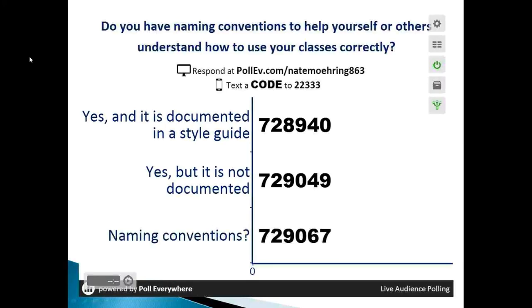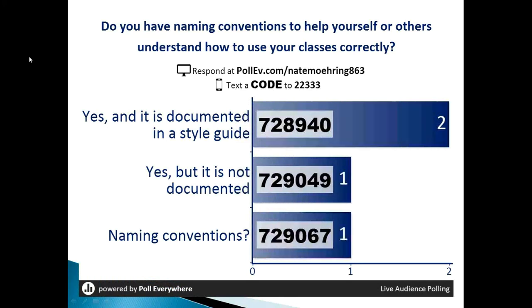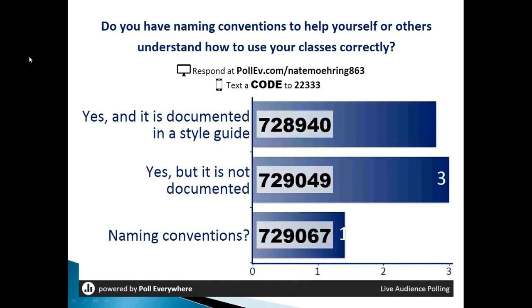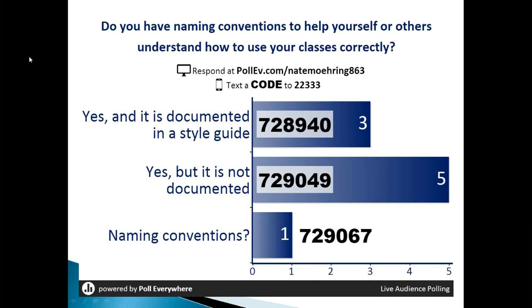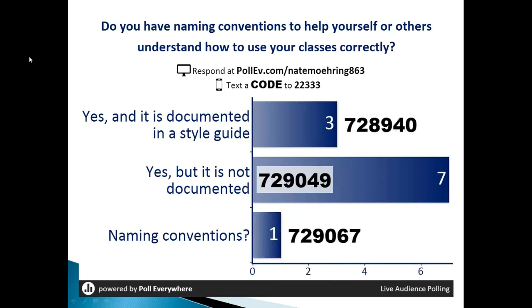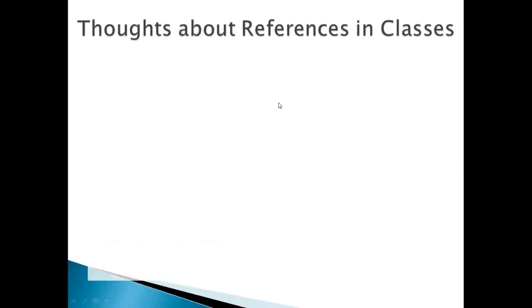All right, so we'll spend a couple seconds on this. Do you have any conventions that you use to help other people understand how to use your classes properly? Have you considered that the method names can inform how your class should be used? Okay, good enough for me. Glad to hear it. Documentation is always a challenge, but the bigger the team is, it's good for onboarding.